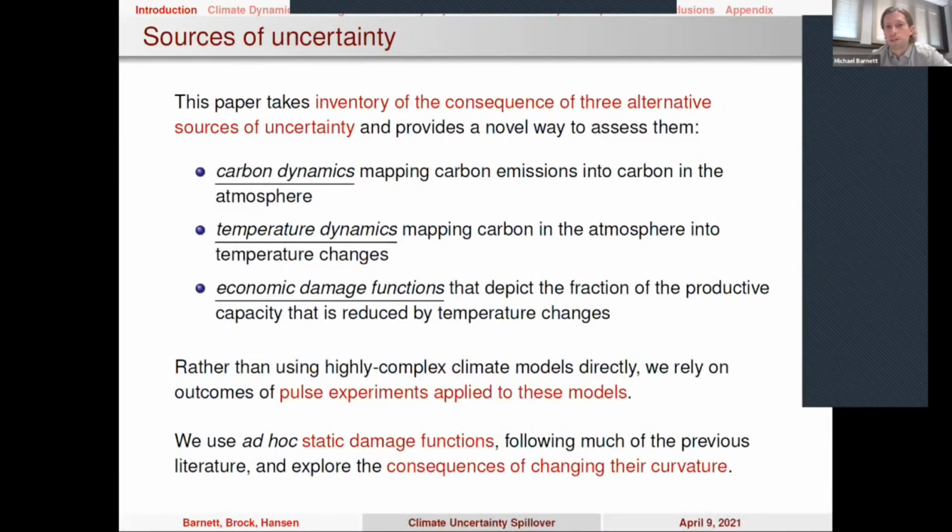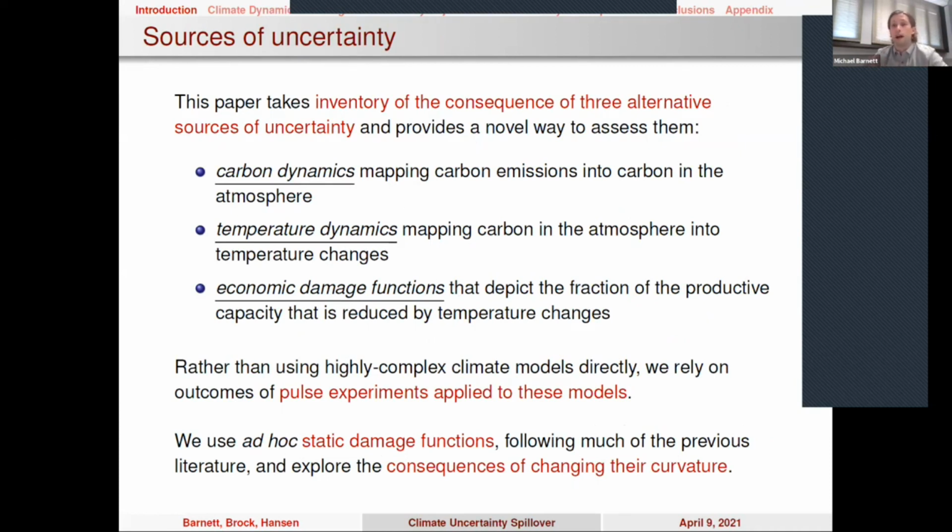Now, this paper is going to take inventory of the consequences of 3 alternative sources of uncertainty, and we're going to provide a novel way to assess them. These 3 sources come in the form of carbon dynamics, which map emissions into carbon in the atmosphere, temperature dynamics, which then translate that carbon in the atmosphere into temperature changes, and then economic damage functions that depict the fraction of productive capacity that's reduced by temperature changes.